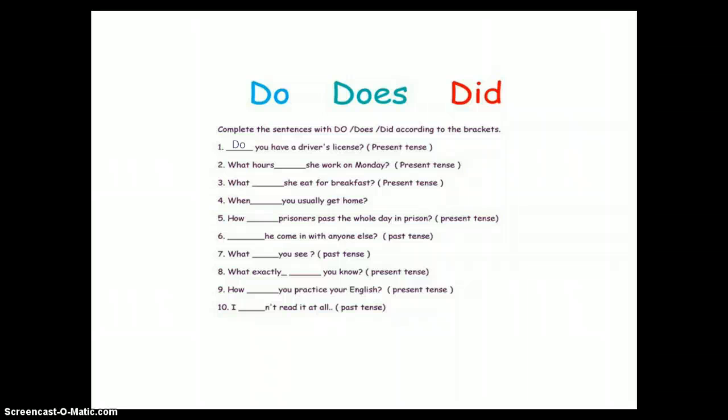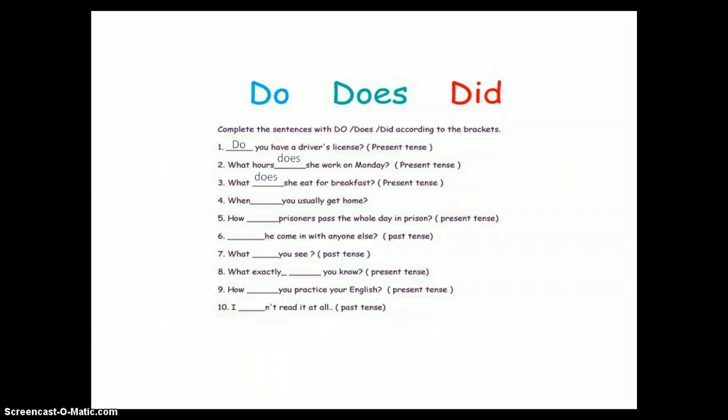It is present tense. And the subject is she. Okay, does, good. And then the next, what does she eat for breakfast. It is present tense. And then use do or does. Of course, does. And the fourth one, when do you usually get home.